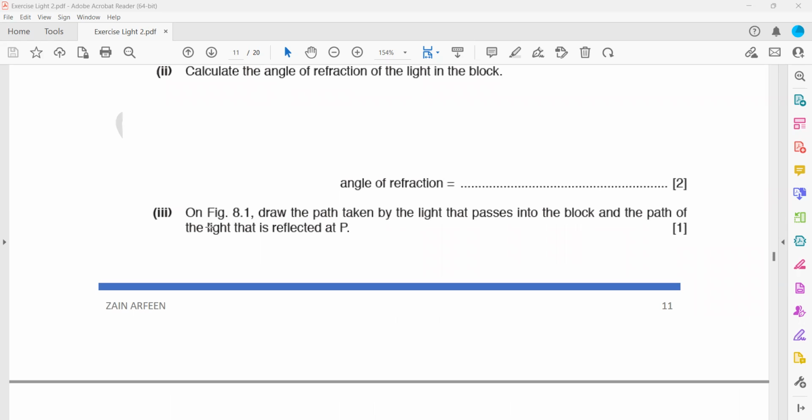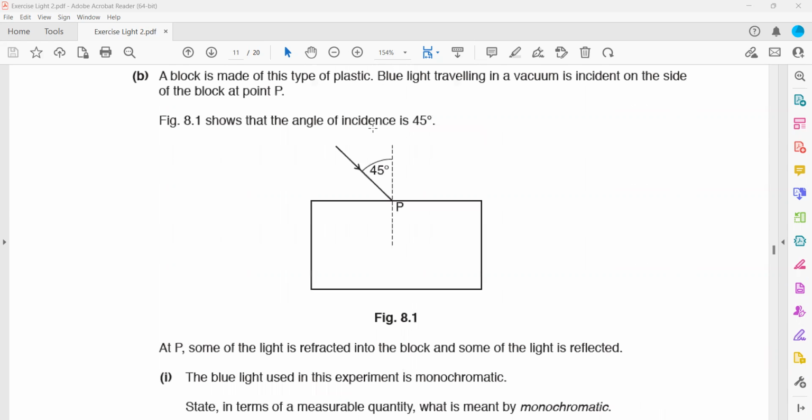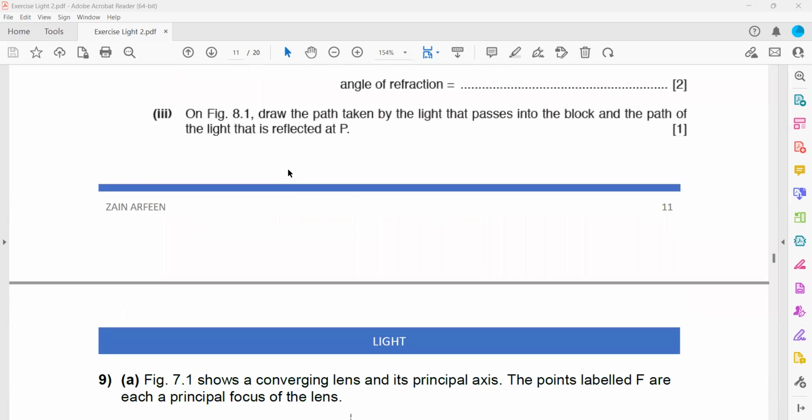That's fine. Then on the figure, draw the path taken by a light that passes into a block and the path of a light that is reflected. So first it will refract, then it will emerge out, and then the reflected one. Because the question is partially refracted, partially reflected.